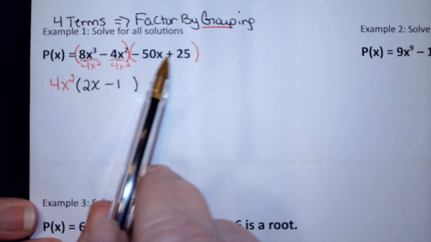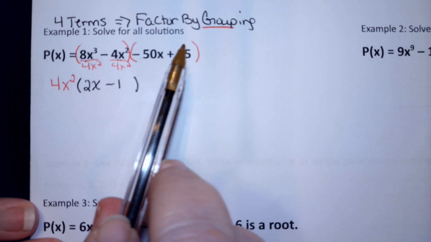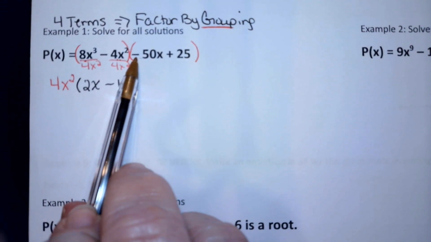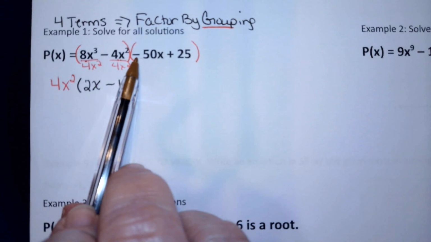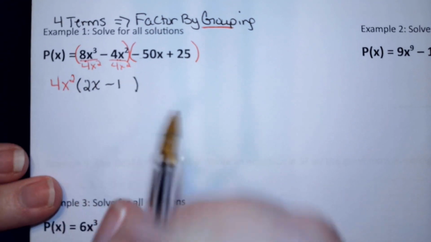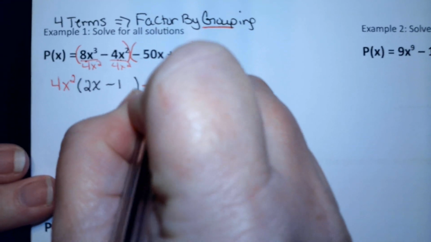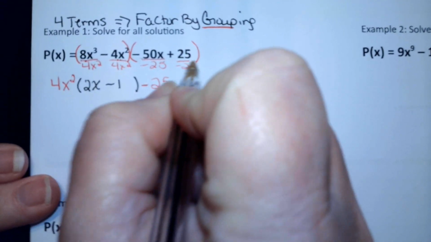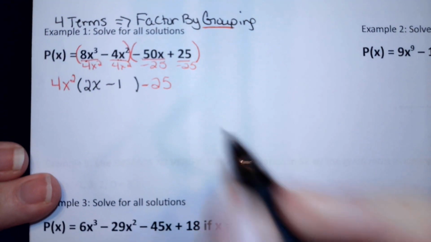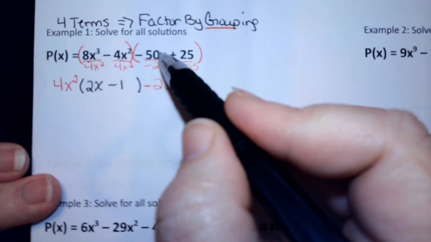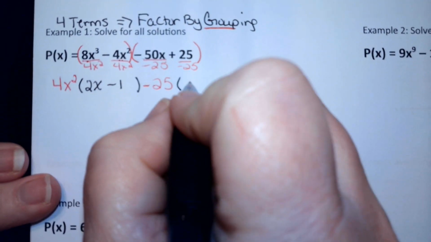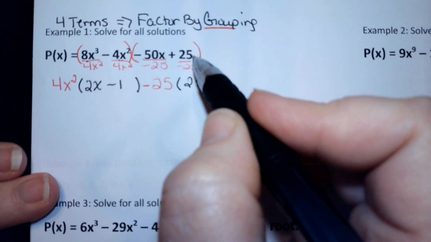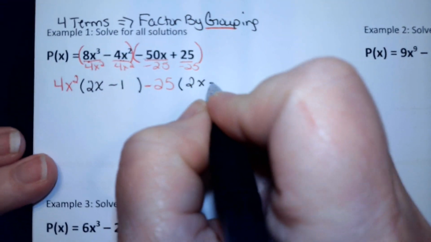All right, for this second group, we got a 50 and a 25. Well, they have a 25 in common, and anytime there's a negative right there, well, I shouldn't say anytime, the majority of the time, you always want to pull out that negative. So we're going to pull out a negative 25. We're going to divide both terms by a negative 25. Negative 50x divided by negative 25 is a positive 2x. Positive 25 divided by negative 25 is a negative 1.